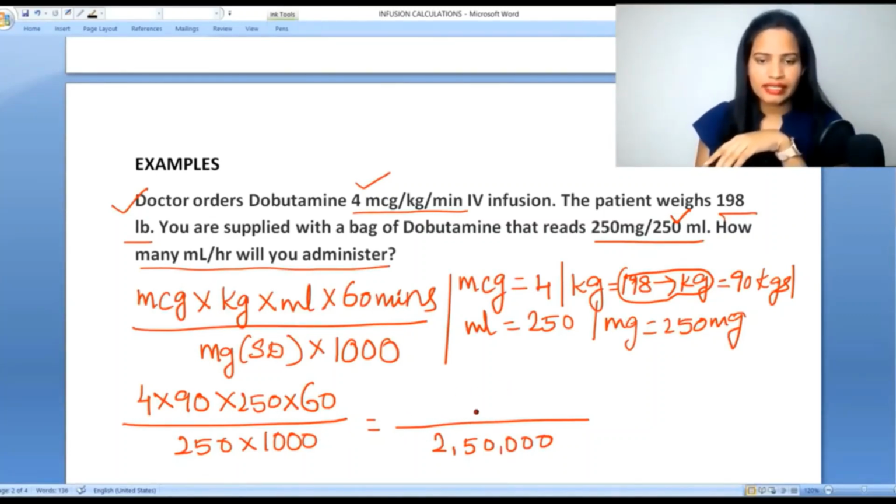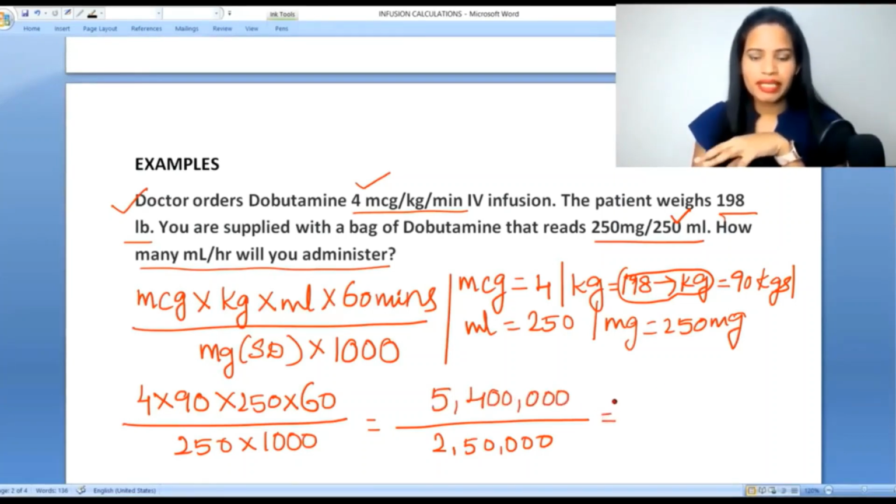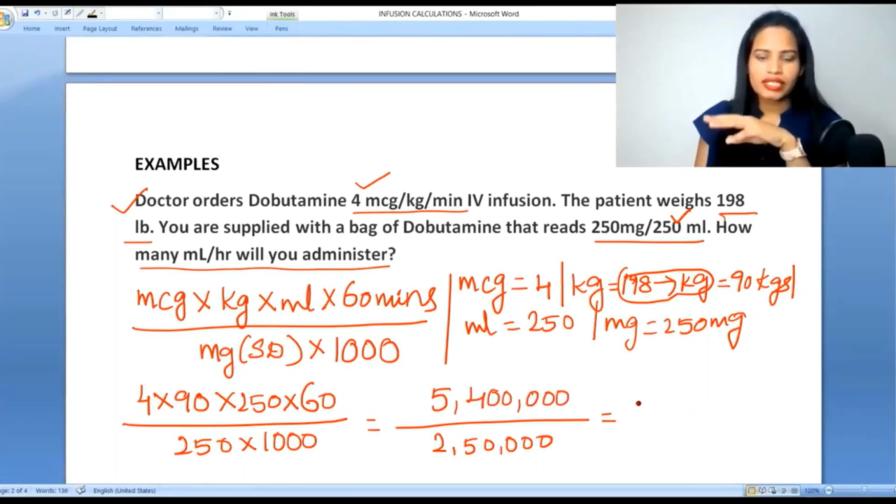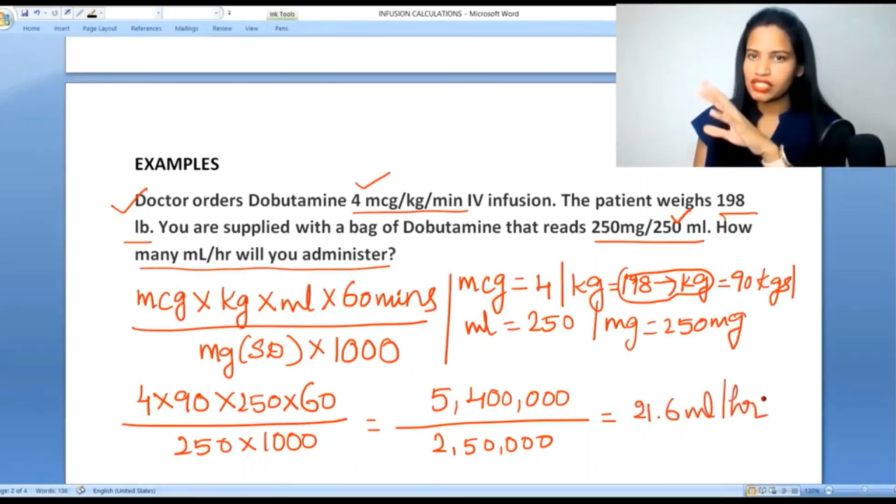So I've just calculated it like that. And if you do this, it will be 5,400,000. So this is our calculation. If we divide 5,400,000 by 2,50,000, then your answer would be 21.6 ml per hour. Please, it's not GTT per minute, it is ml per hour.